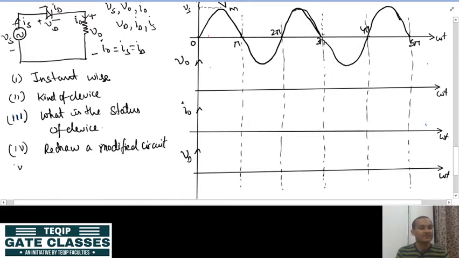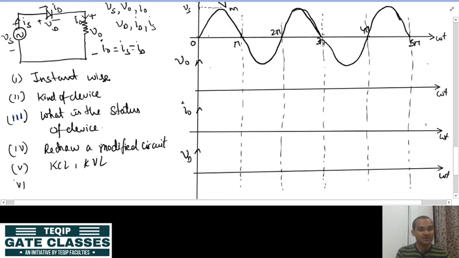Then the fifth one is that after redrawing that modified circuit, you have to analyze the circuit by writing KCL and KVL equations. When you write those KCL and KVL equations for analyzing the circuit, it becomes easier to see what kind of output voltage or what kind of current is flowing in the device or in the circuit.